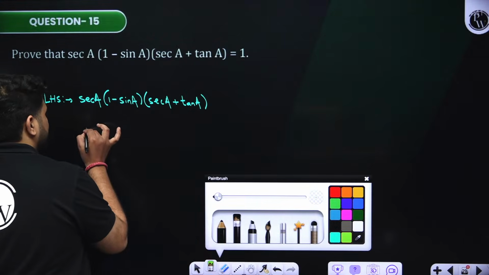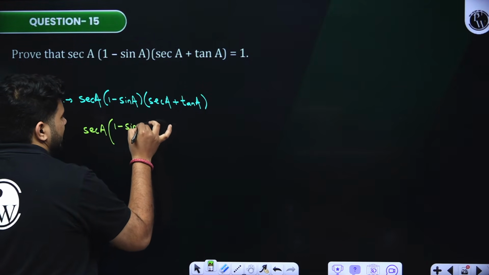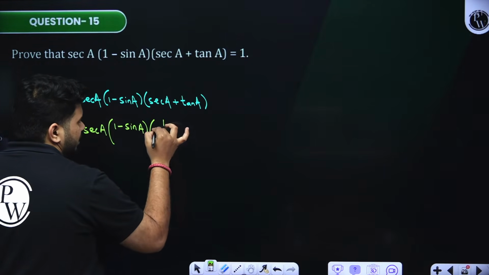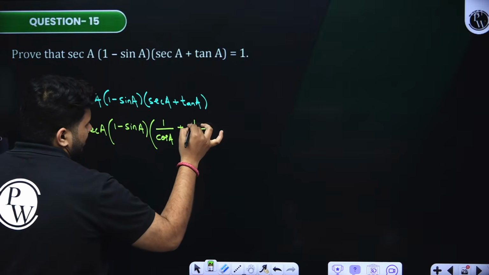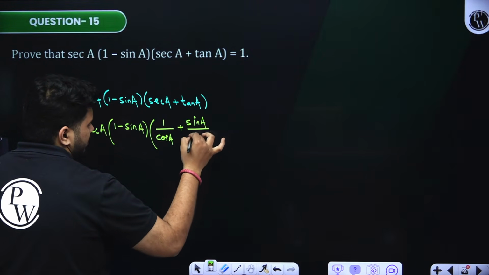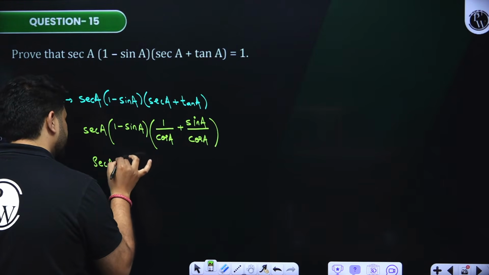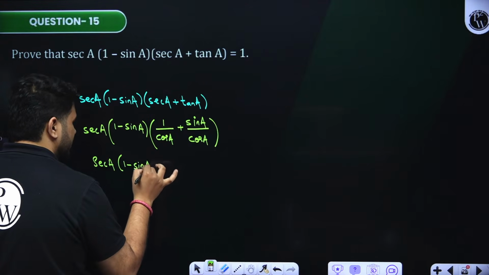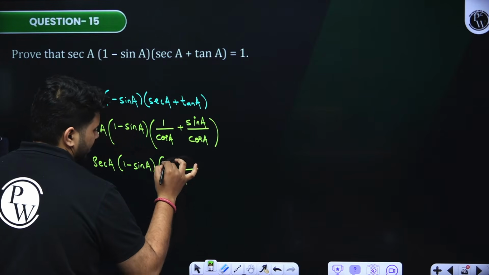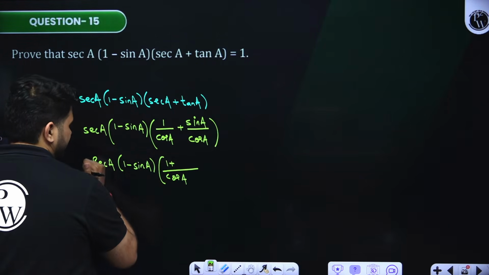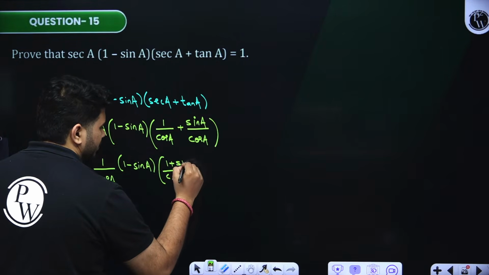Because if you see secant A, let it be as it is, secant A. Then 1 minus sin A, let it be as it is. Now here, this can be written as 1 by cos A plus sin A by cos A. So secant A, 1 minus sin A. Here the LCM is cos A, and we have 1 plus sin A over here, with secant A written as 1 by cos A.